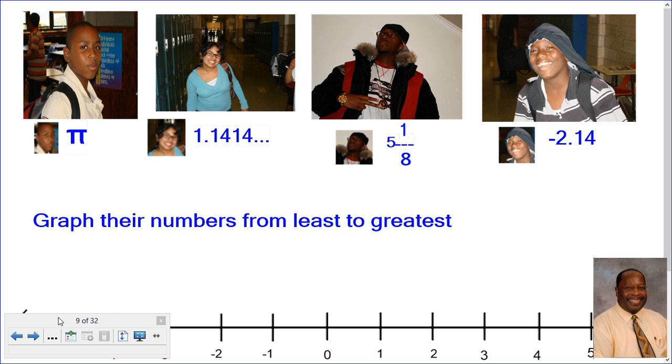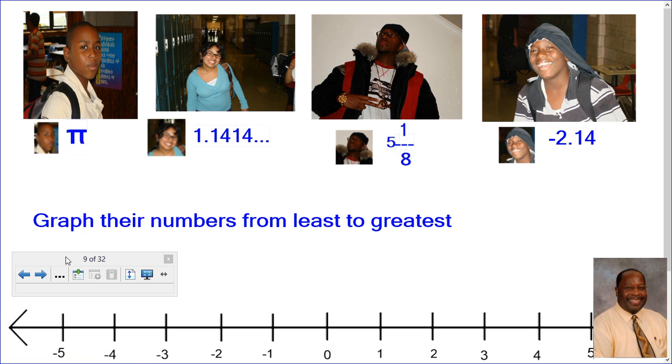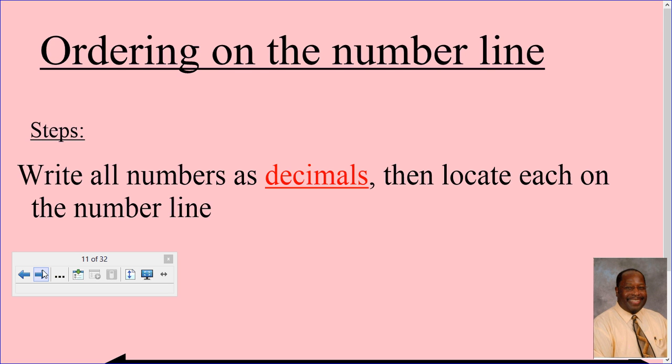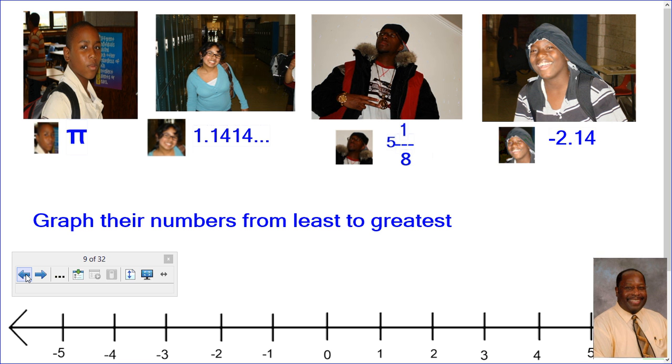Here we have some students of mine, and they have their favorite number. They want to graph their numbers from least to greatest. Well, what would be the process of dealing with that? In order to graph on the number line, there are some steps that are required. Write all numbers as decimals and locate each on the number line. So we need to go back and turn all of those numbers into decimals.